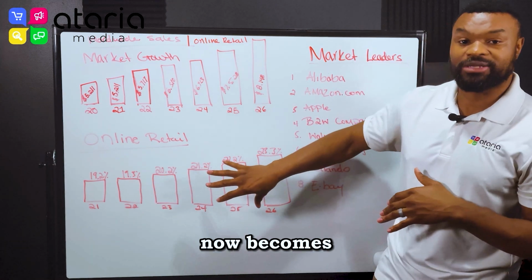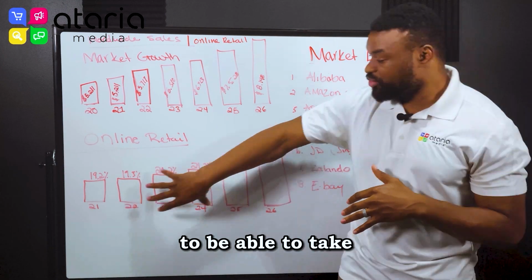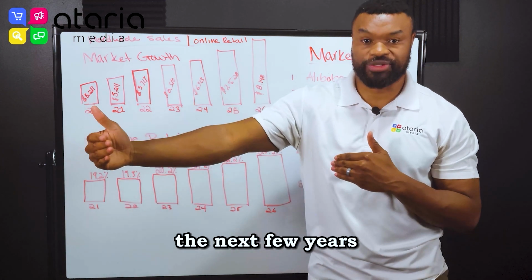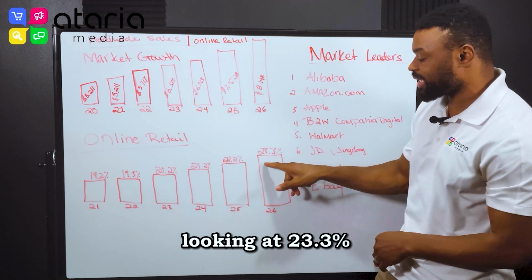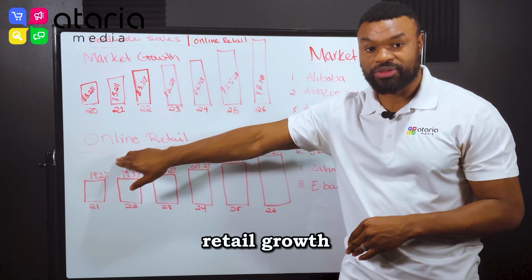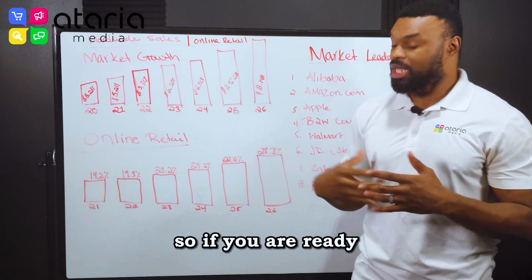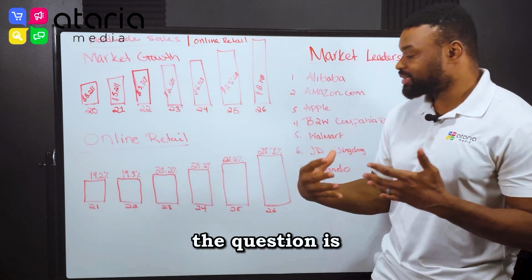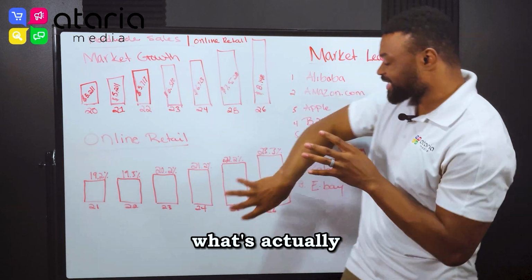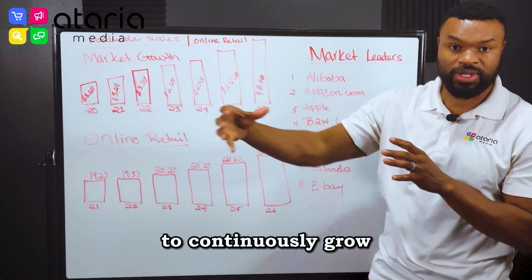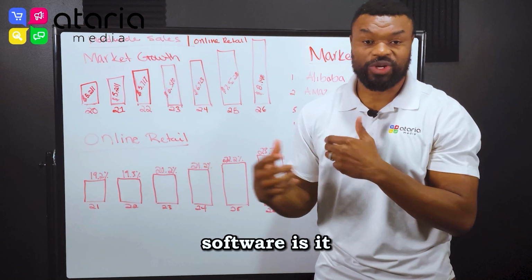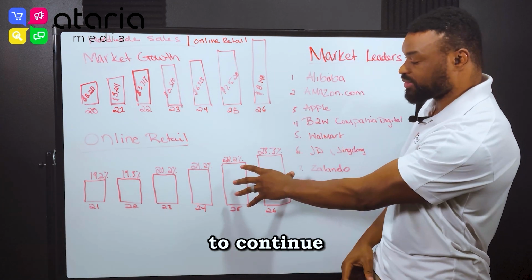So the question now becomes, how do you prepare yourself to take advantage of what's going to be happening in the next few years? By 2026, we're already looking at 23.3% just online retail growth. That's big. So if you're already in this space, the question is, how can I keep taking advantage of that? Where is that trend going? What's actually causing this to continue to grow? Is it new products being launched in the marketplace? Is it new processing software? What is causing the market to continue to grow?